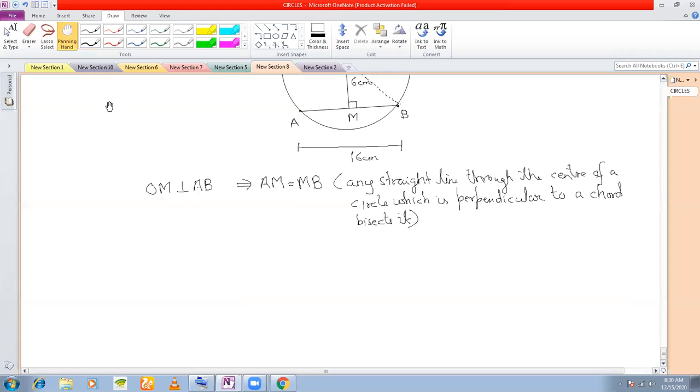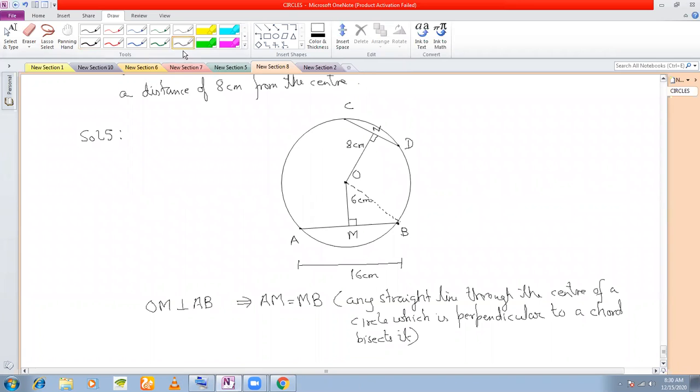Let us now find out the lengths. The entire length of the chord AB is 16 centimeters. So AM and MB must both be equal to half of AB, which is half of 16, which is 8 centimeters. So both AM and MB are 8 centimeters. This is 8 and this is 8, just for our information. Now you look at this right angle triangle here.